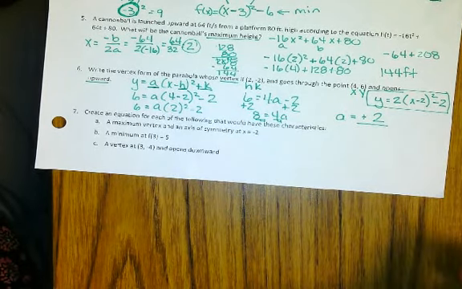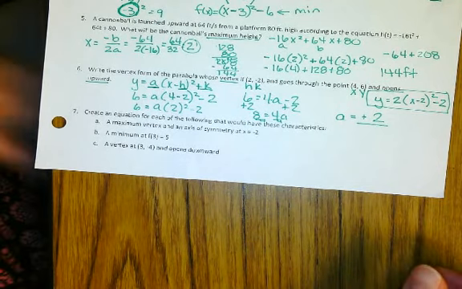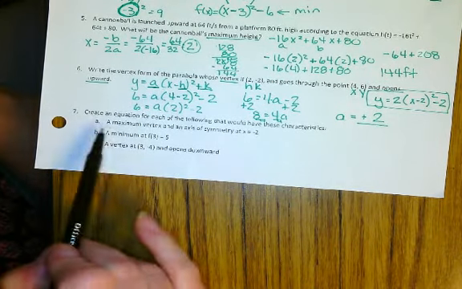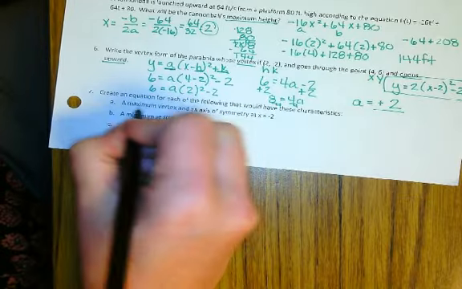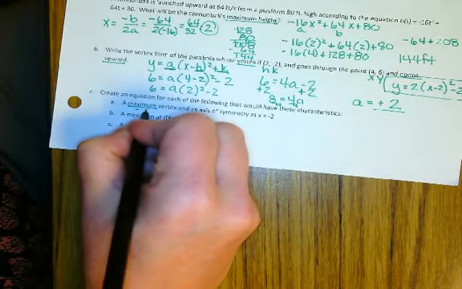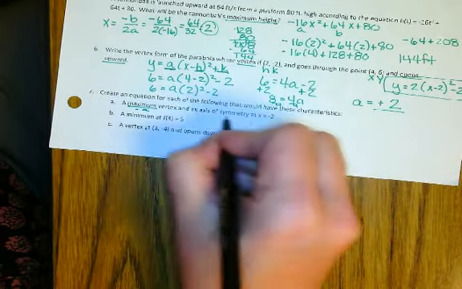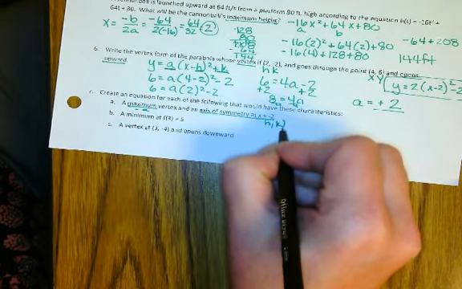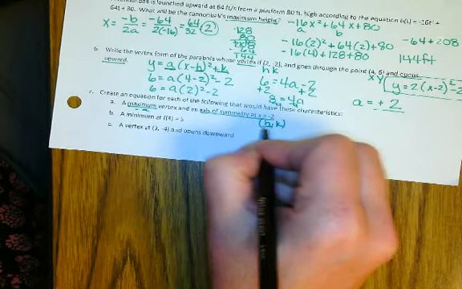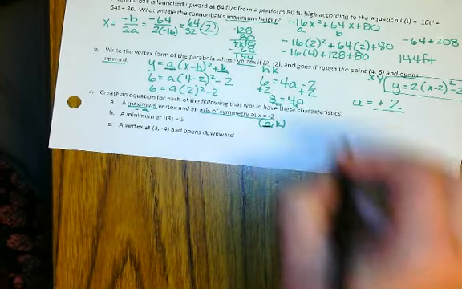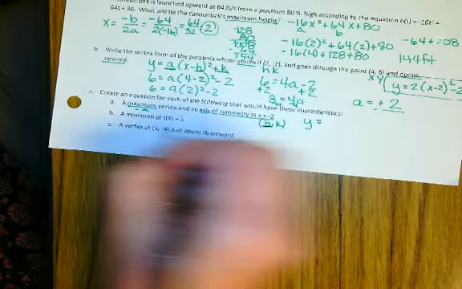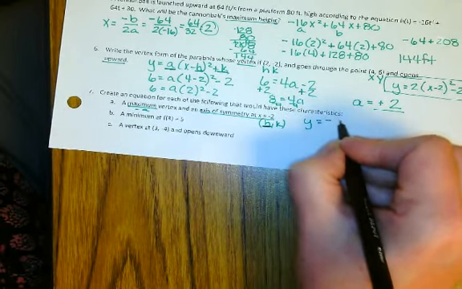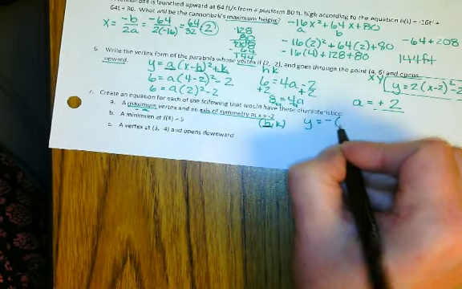Alright, on the next one I'm creating an equation for each of the following that would have these characteristics. Now some of the numbers I'm just going to make up on my own, but I have to make sure I have this information. So it tells me it's a maximum, so I know my a value has to be negative. This axis of symmetry, if you'll remember, is the h part of my vertex. So when they're giving me that axis of symmetry, they're giving me that h. So I have y equals, it says a maximum, so negative. I'll just leave it as a negative this time.